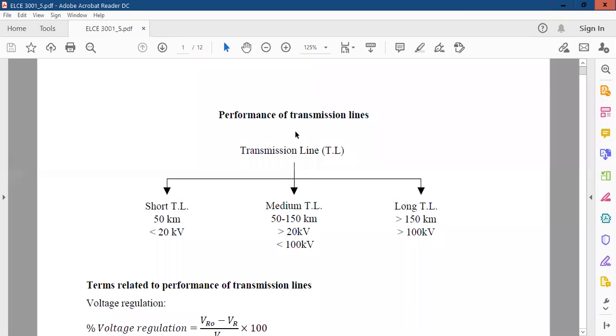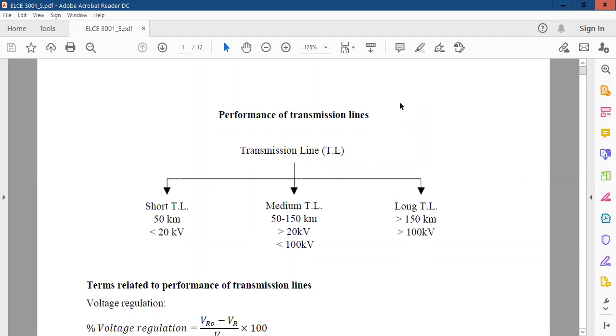Today's lecture we will start studying the performance of transmission line. This lecture is in chapter 10 from our reference book. So, as we know, in transmission line, we have three components: resistor, inductor, and a capacitor.